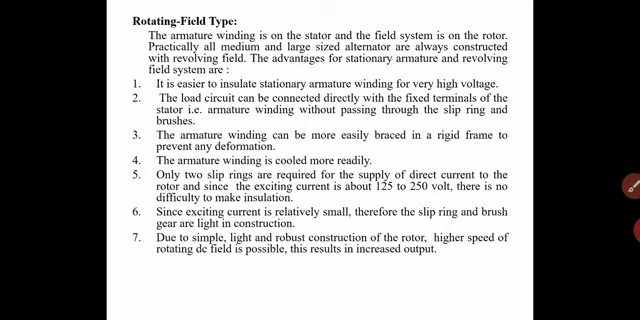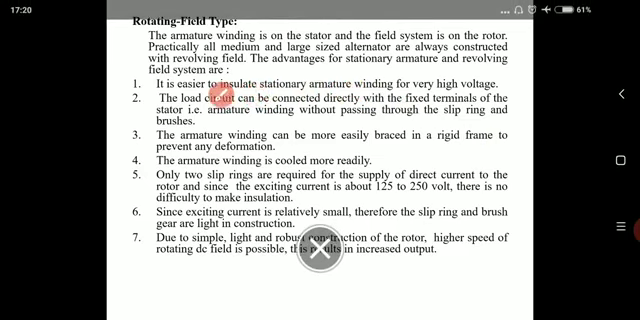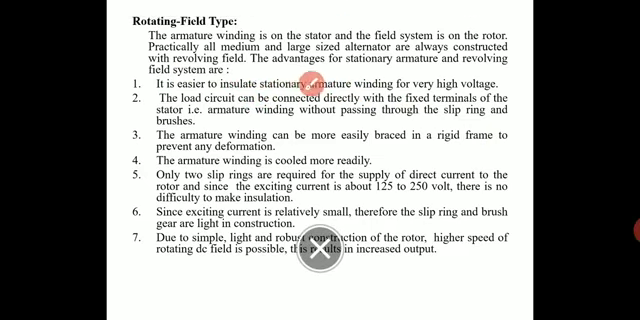So the first point, the advantage, is that it is easy to insulate the stationary armature winding for very high voltage, that is 33 kV like this. The second advantage is that the load circuit can be connected directly. This one I already explained in the first advantage part.